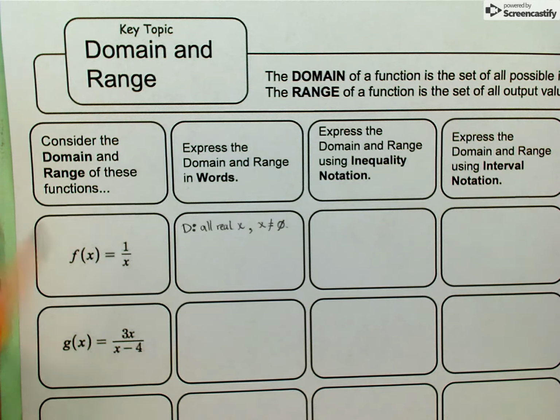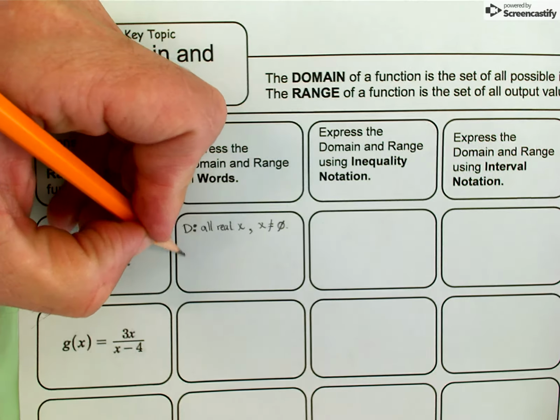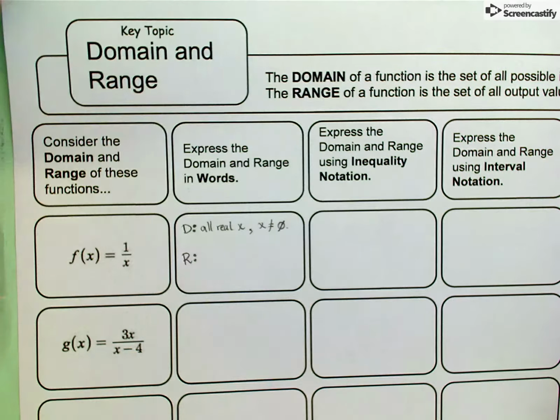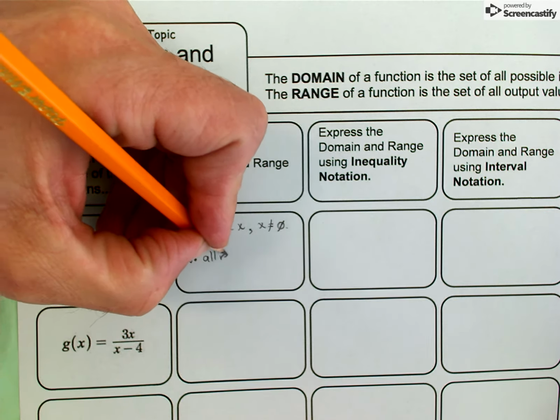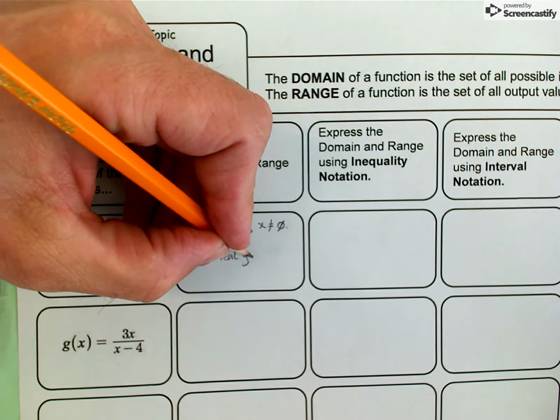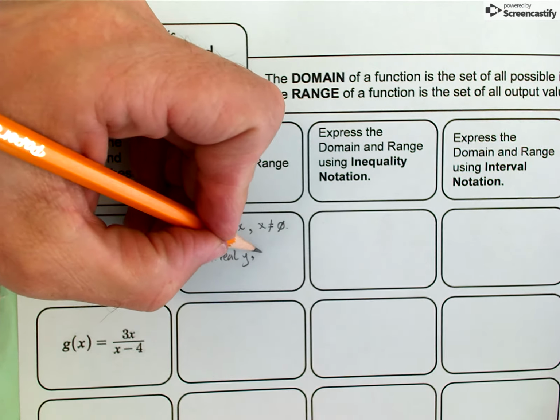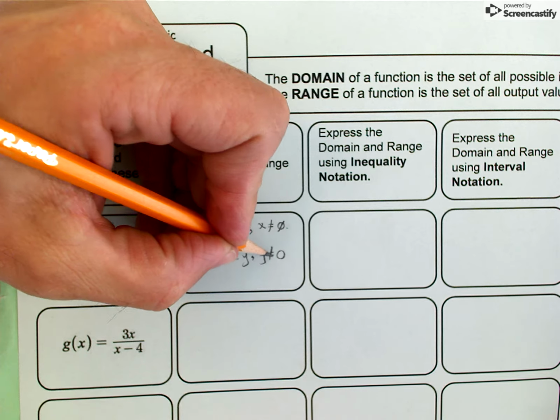And you can think about that in a couple of different ways. Imagine I tried to solve the equation 1 over x equals 0. There's no value of x that I can plug into this function that's going to give me 0. I can plug in a really, really large number and I'll get close to 0, but I'll never actually get 0 out of this function. And so the range of this function is all real y values, okay, except for y is not equal to 0.